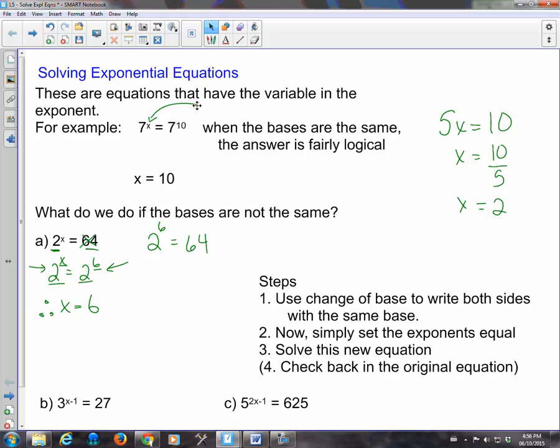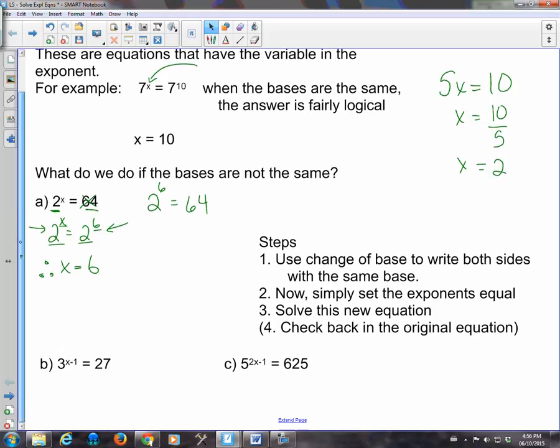So this might be a good place to pause and make sure you have that written down. Once you've got that written down, we're going to do a few more examples together.